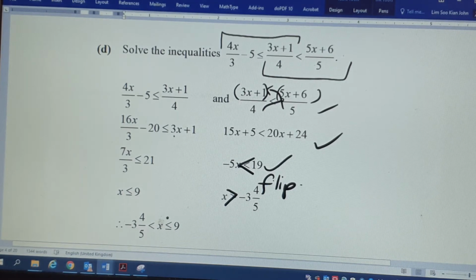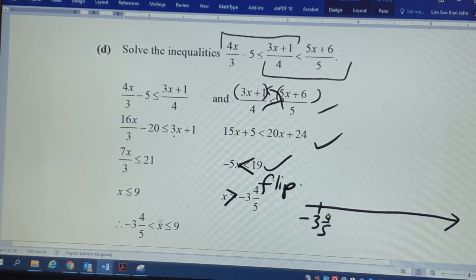Now, how do you combine these two together? If you're asked to draw the number line, then you need to draw the number line. Smaller number must always be written to the left, bigger number on the right. If this is k, you write k. If this is x, you write x. If this is m, then you write m. Now, they say x less than or equal to 9, so you must shade, and then you draw a long line.